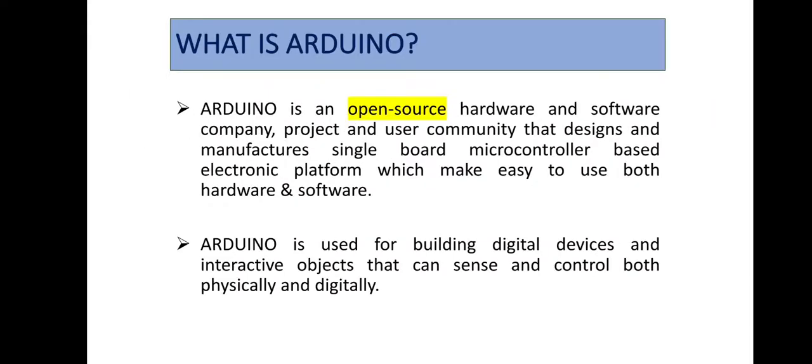What is Arduino? Arduino is an open source hardware and software company. So open source means it is open to all. Anyone can make changes and can redistribute it by giving their names. So Arduino is an open source company that makes both hardware and software. So one thing is clear, Arduino is a hardware and software company.